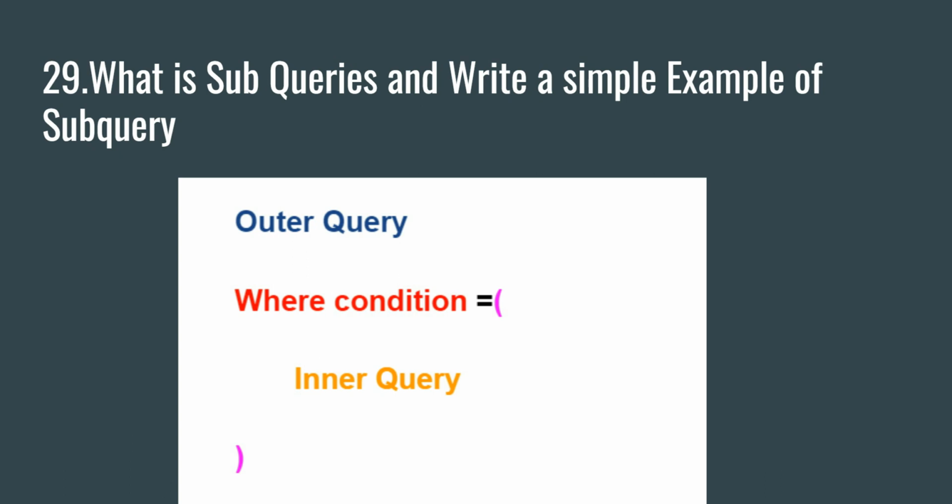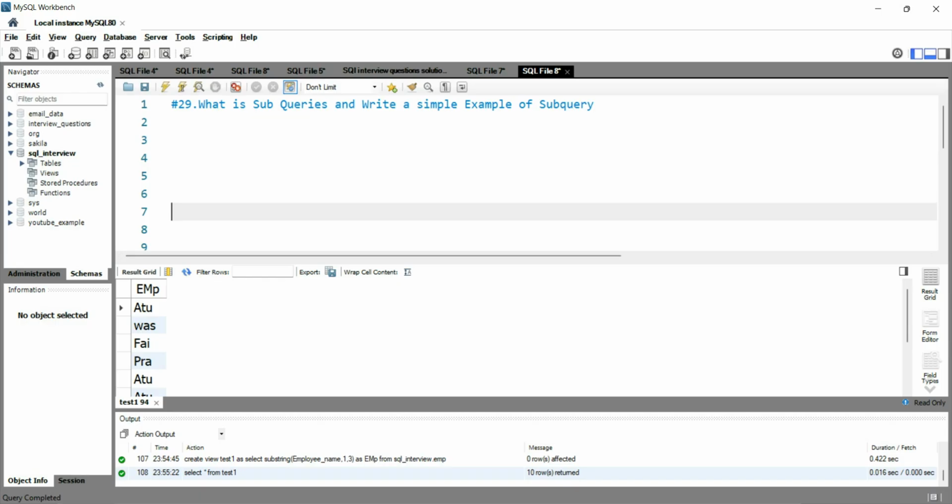In SQL, a subquery can be simply defined as a query within another query, and in other words you can say that a subquery is a query that is embedded in the where clause of another SQL query. As you can see here, we will have an outer query. When we put a where condition in this outer query, the where condition will be equivalent to the output of this inner query. So in simple words, a subquery is a query that is embedded in the where clause of another SQL query. So let's go to our SQL workbench and write a simple example of a subquery.